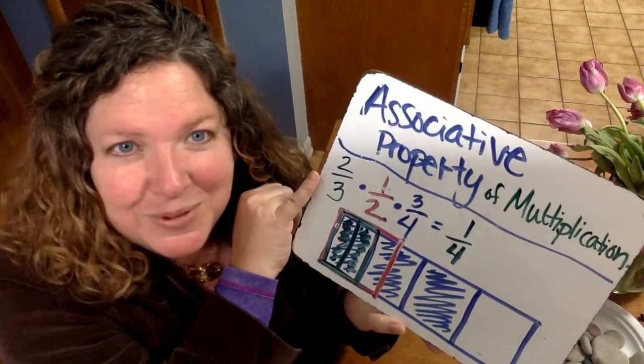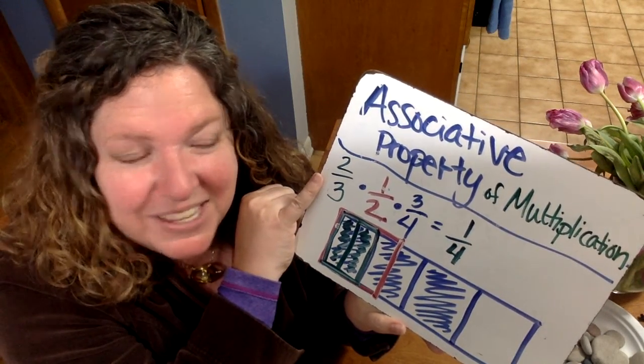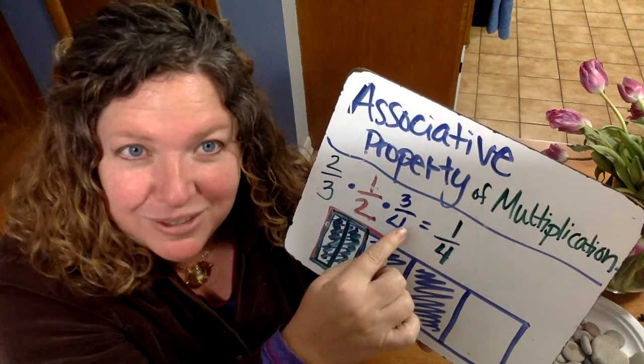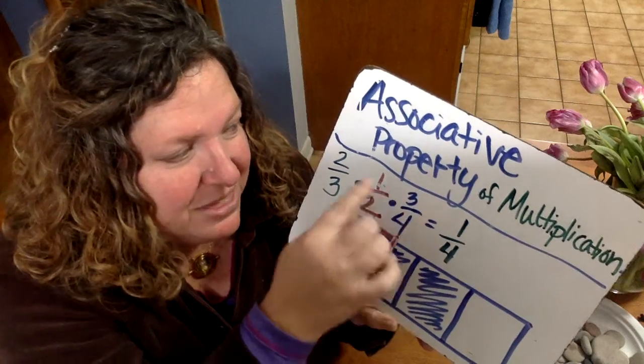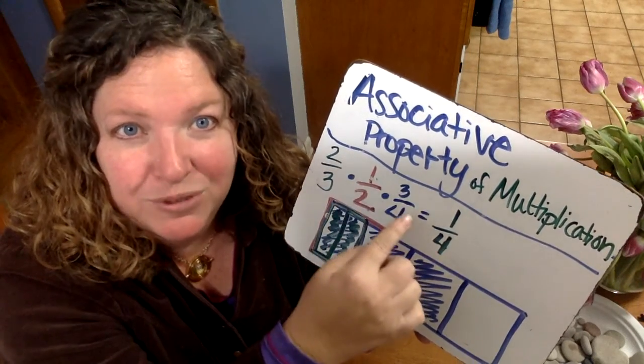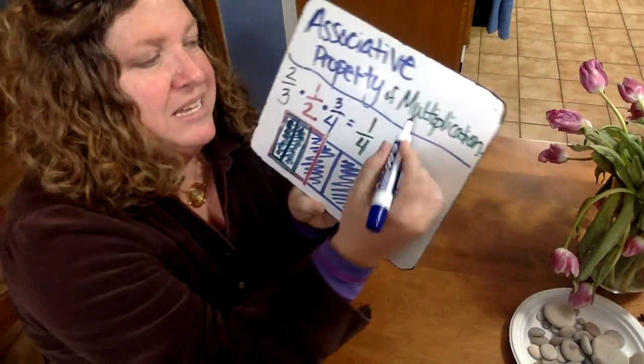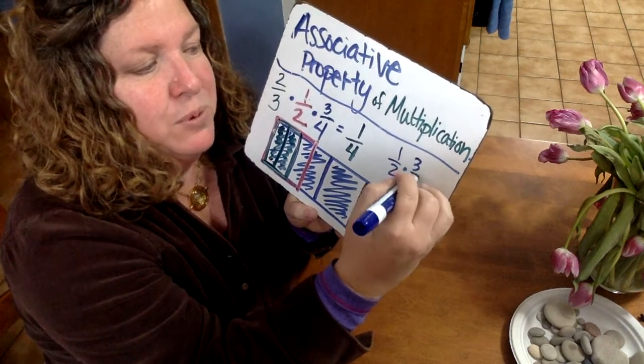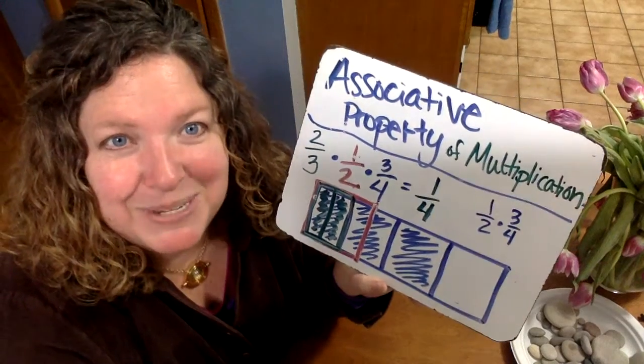We didn't start with the 2/3, did we? In fact, we didn't even start with the 1/2. We started with the 3/4. Then we did a half a group of 3/4. So we actually did 1/2 times 3/4 to start. We started with that.